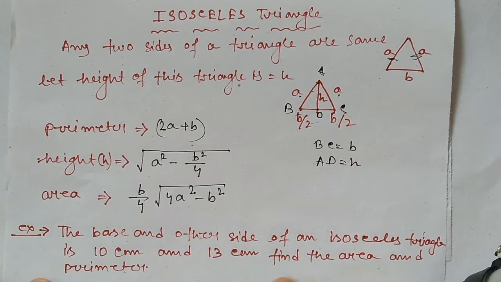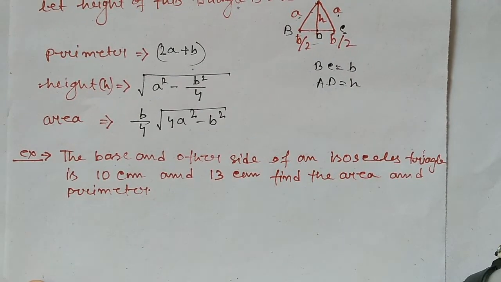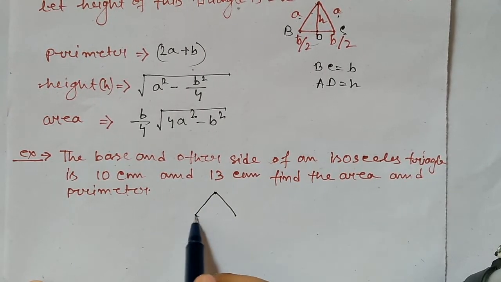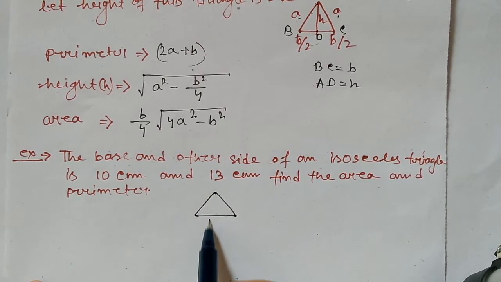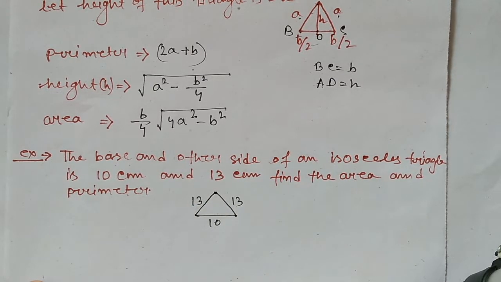So we have a problem to clear your concepts. Okay, so here it comes. The base and other side of an isosceles triangle are 10 cm and 13 cm respectively, then find the area and the perimeter. So we have an isosceles triangle. Okay, so here the base is 10 cm and the two equal sides are 13 cm. Then we have to find out the perimeter and area.